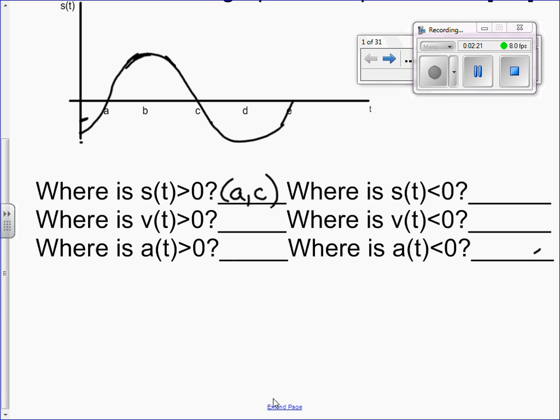Now, where is the position negative? C to E, definitely. 0 to A. And if I want to, I could include the 0 because at 0 the position is negative. At A it's 0, it's not negative. So from 0 to A, I'm going to use a U here for union, and then from C to E. When your answer lies in more than one interval, you use that between them.